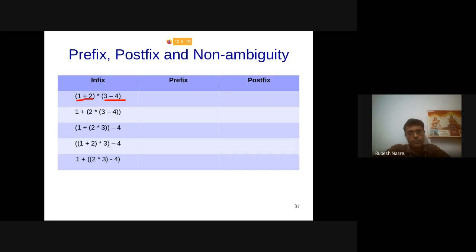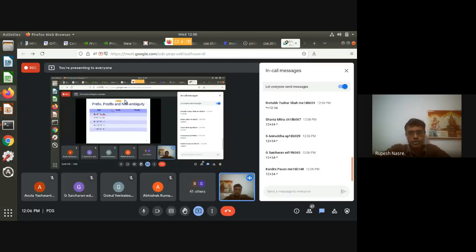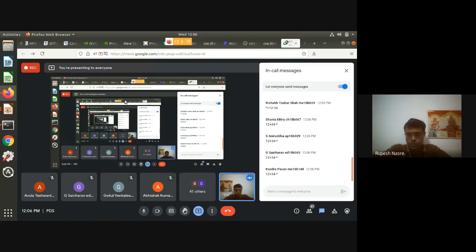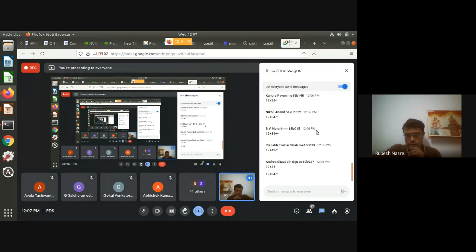The postfix form should also appear very similar, just that now it will appear in the opposite order. Okay, I think you guys have already written. Shania has written 1 2 plus 3 4 minus star, and Aniruddha says the same. Saicharan, Pavan say the same. Anand says the same. Murari says 3 4 minus. Rishabh says 4 3 minus. Why is that?